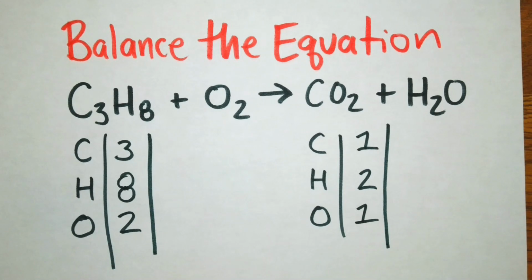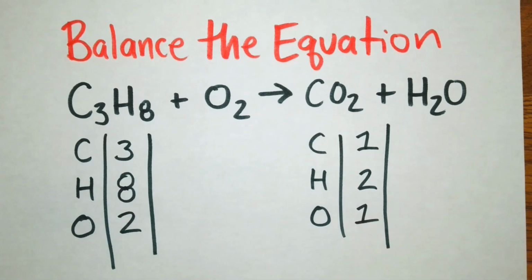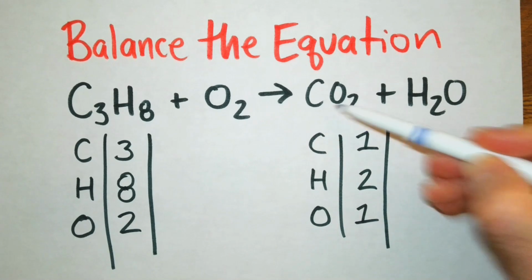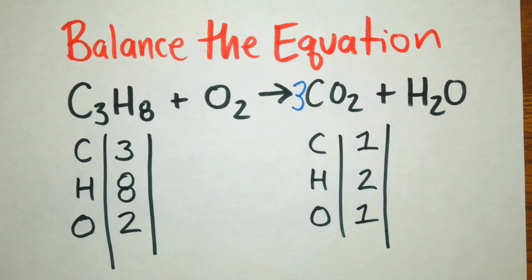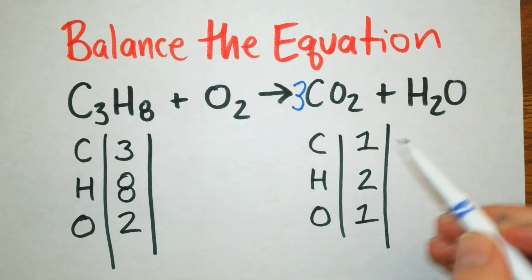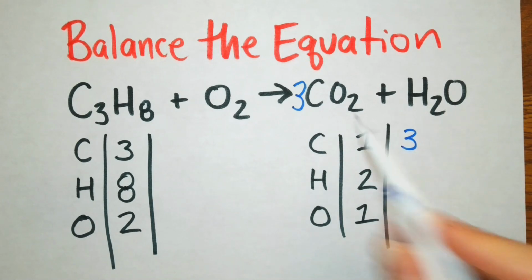Well, our little trick that I introduced is let's balance the carbons first. All right. So we have 3 carbons on the reactant side. We have 1 on this side. What number can we multiply times 1 to get 3? Well, that's 3. So let's put a coefficient of 3 right here. And let's see what the consequences of that are. So 3 times 1 carbon is 3.